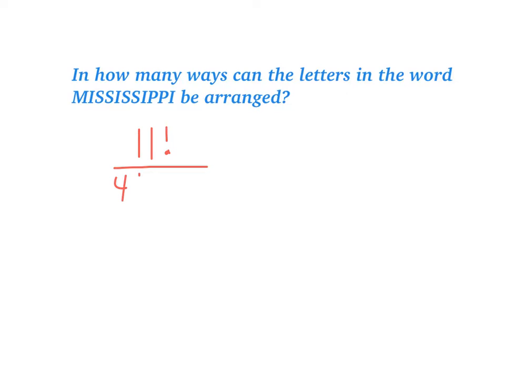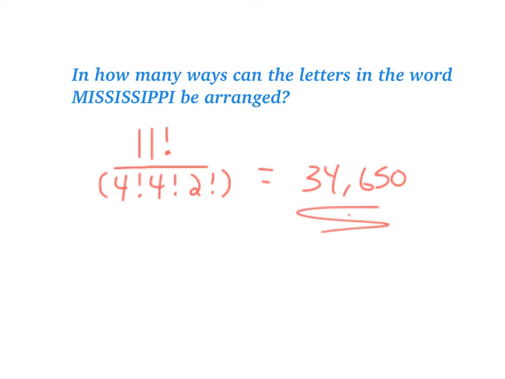There are 4 S's, so I'm going to put a 4 factorial. There are 4 I's, I'm going to put a 4 factorial. There are 2 P's. Now, we're going to punch this in, but guys, be so careful. Because I have 3 numbers in my denominator, I must put them all in parentheses. If I don't, your calculator is going to think you're doing 11 divided by 4 and then multiplying by 4 and 2. So make sure you do that. I'll punch it in real quick. I got 34,650 ways. That's crazy. So that may be tomorrow's homework. Bring in all 34,650 ways that you can rearrange the letters in the word Mississippi. What do you think about that? Good homework assignment? I think so.